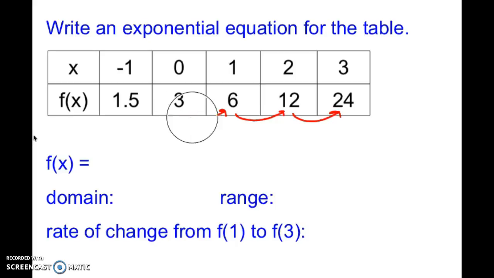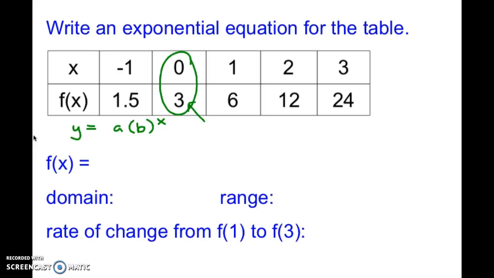So since it's exponential, we know it's in the form y equals a b to the x power. A is your y-intercept. So if you look in this table, your y-intercept occurs when x is 0. So your y-intercept is 3. I'm going to go ahead and write that in. And b ends up being the number that you multiply by each time to get from one y value to the next, and I called that the common multiplier, and that number is 2. So that would be the exponential equation for this table.